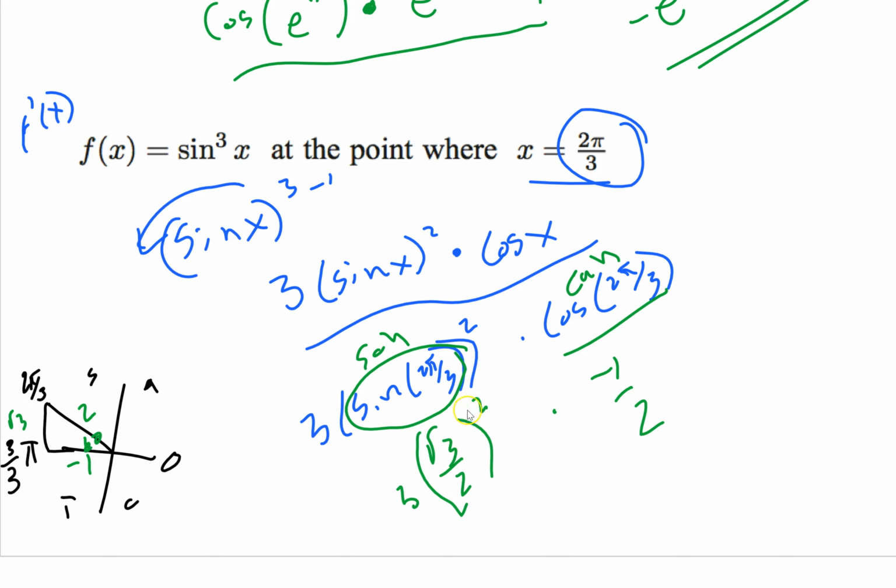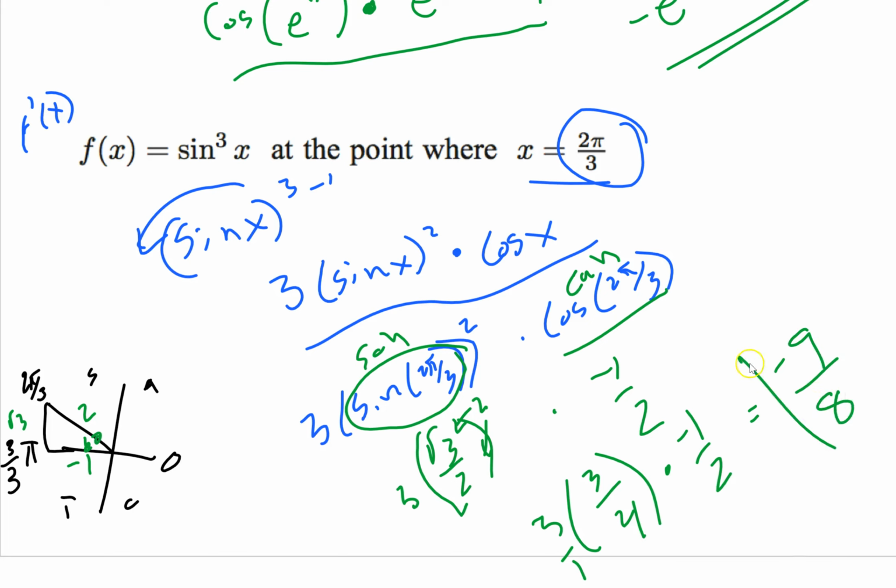Do a little algebra. Remember the square goes to both of them. So I get 3 times, rad 3 squared is just 3, 2 squared is 4, times -1/2. Remember the way you multiply fractions is multiply the tops together, multiply the denominators together. So I get that. Nothing to it. And that's the derivative of trig functions.